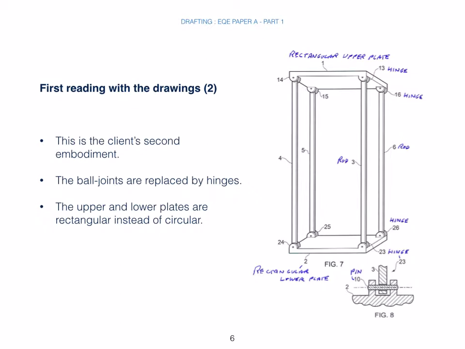Although the reference signs still have the same meaning, it's good to write them up again on the drawing. So we have: 1 is the rectangular upper plate, 2 is the rectangular lower plate, 3, 4, 5, and 6 are rods, 13, 14, 15, and 16 at the top end are hinges, and 23, 24, 25, and 26 at the bottom end are hinges, the hinge being shown in detail in figure 8 with a hinge pin 10.